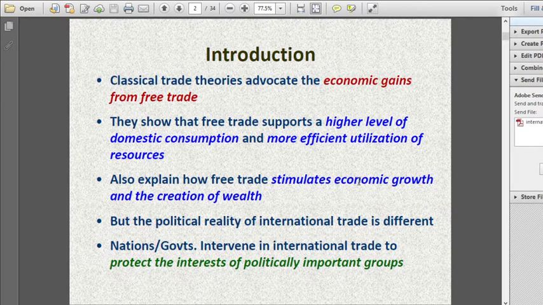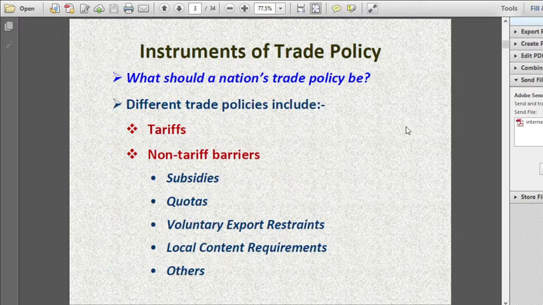economic gain from free trade. And also, they show free trade supports a higher level of domestic consumption and more efficient utilization of resources. Also, it explains how free trade stimulates economic growth and creation of wealth. But the political reality of international trade is different. Why? Because national governments intervene in international trade to protect the interests of political and important persons.